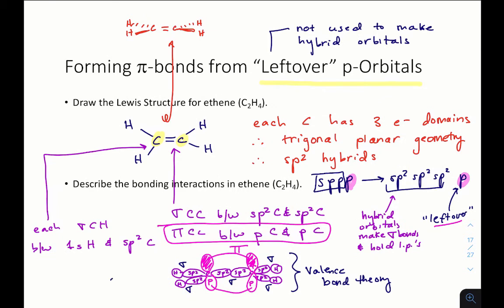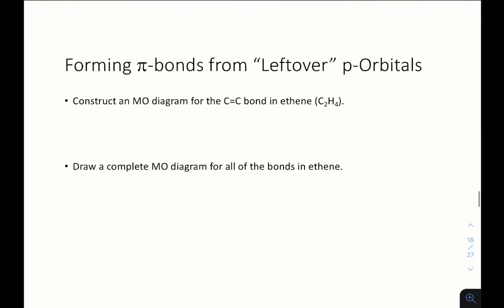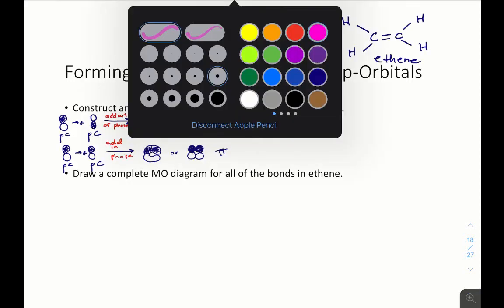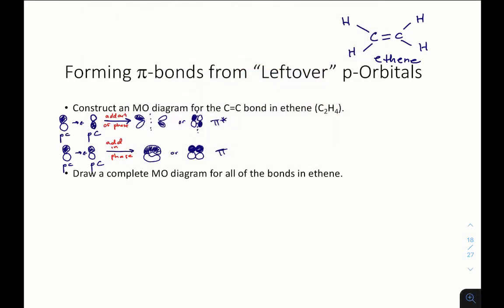Of course, when this pi interaction is formed, when those 2 p orbitals combine, there are 2 possibilities, right? They combine in phase and out of phase. So let's go through that now. When the orbitals come together in phase, where they overlap, there is constructive interference, forming a pi orbital.